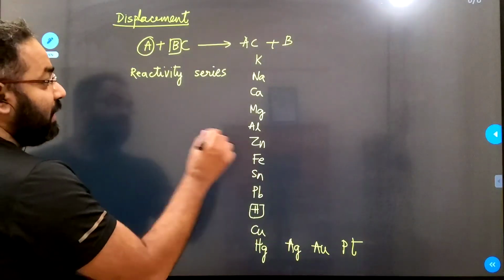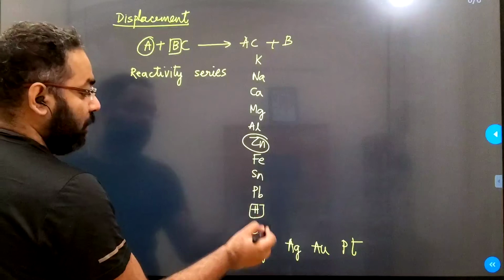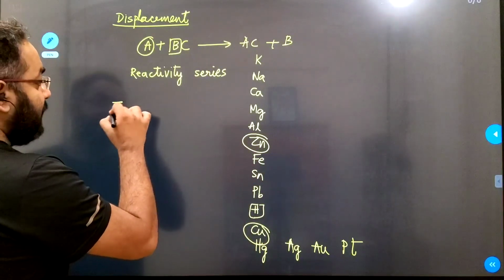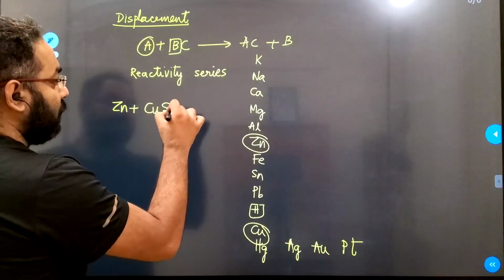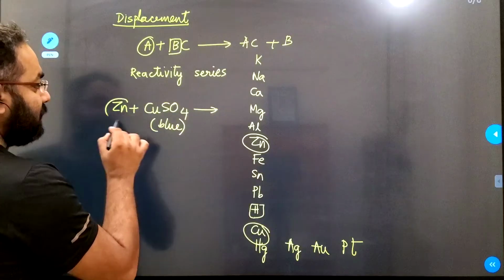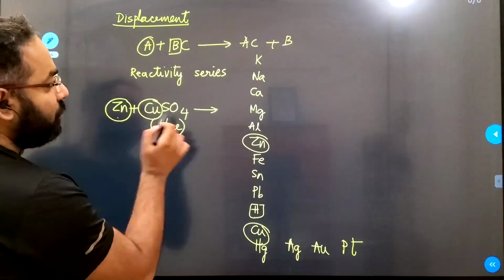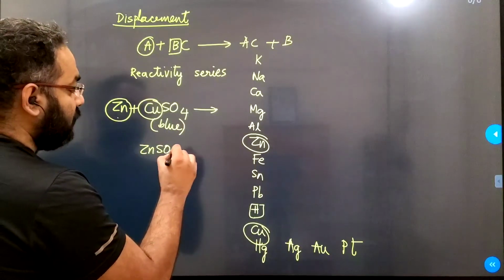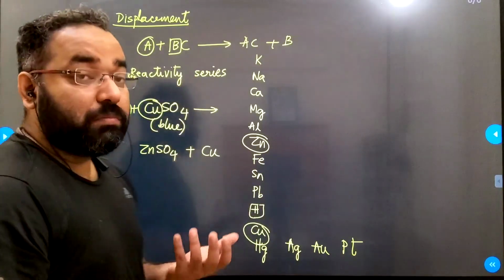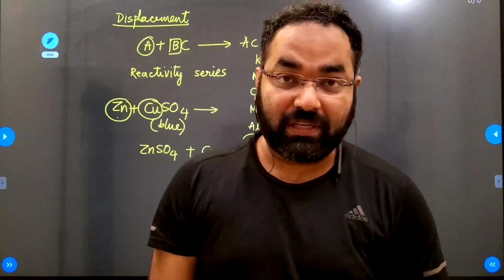For example, if I take the reaction of zinc and copper, zinc is stronger than copper because zinc is above copper. So if I take zinc and make it react with copper sulfate, we know copper sulfate is blue in color. What is going to happen is zinc is more reactive than copper. Zinc is going to displace copper to give you ZnSO4 plus Cu. So the blue color slowly fades away. This could be one of the most important observations during such reactions.